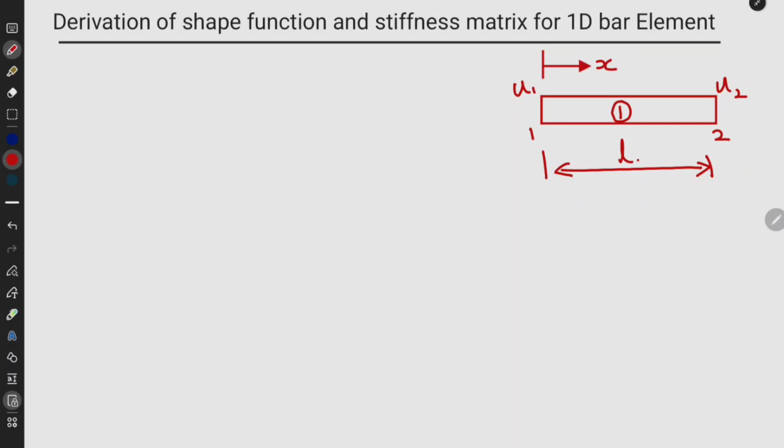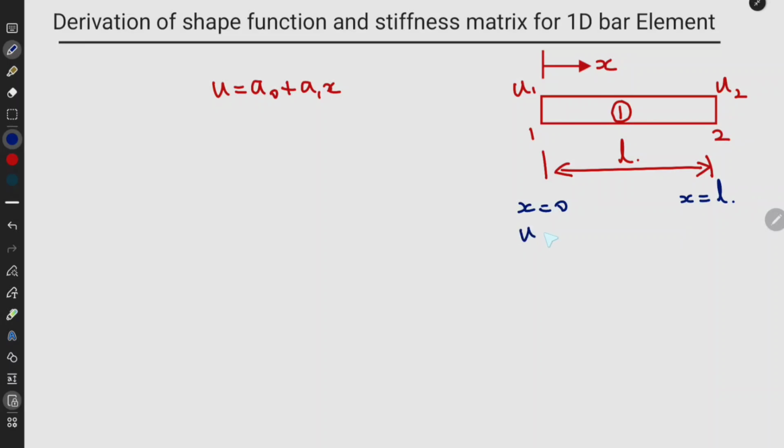First, for deriving the shape function, I am going to consider a trial solution of u equal to a0 plus a1x. This is a linear trial solution. In this, we are going to find out the values of a0 and a1 to find the shape function. We have two boundary conditions. At node 1, x is equal to 0 and at node 2, x is equal to L. So these are the two boundary conditions.